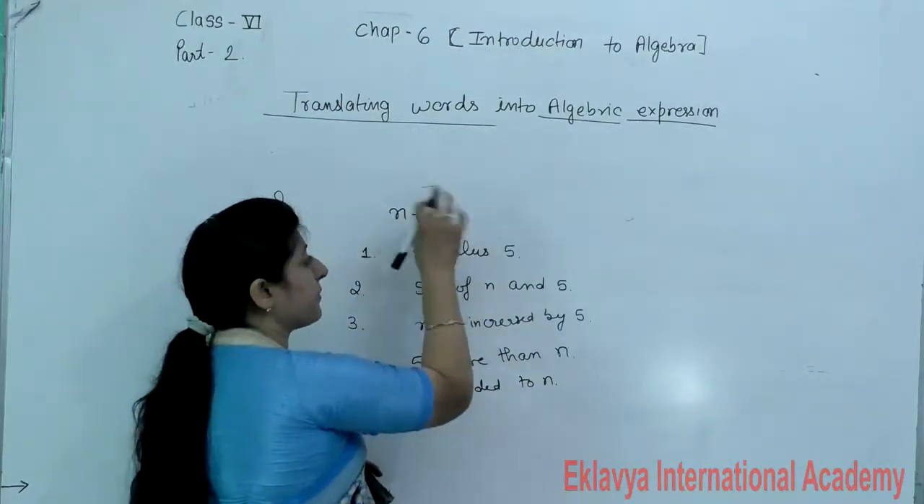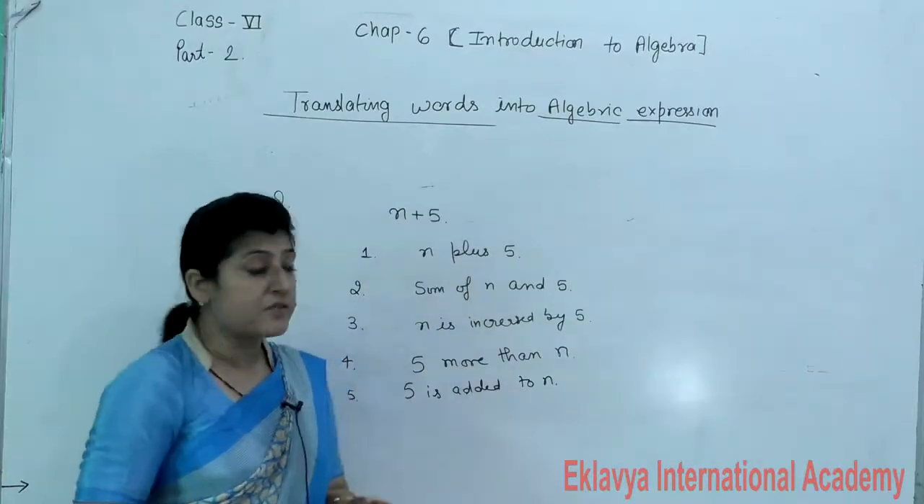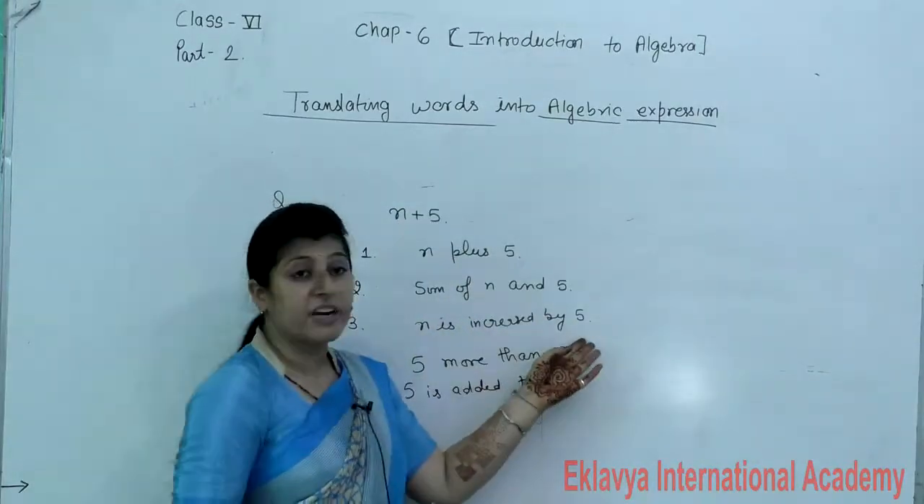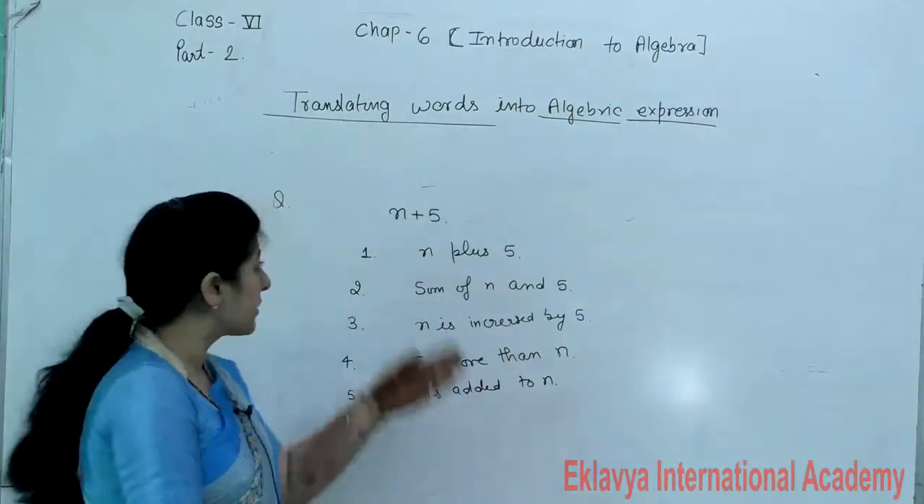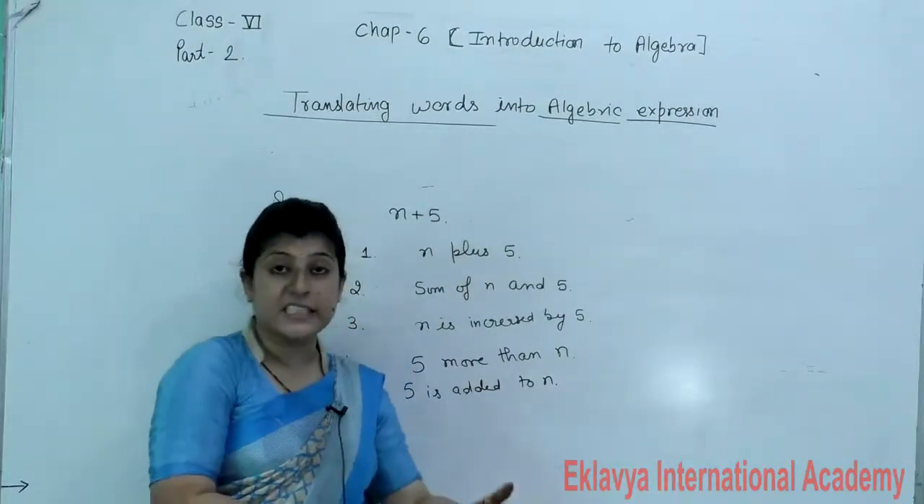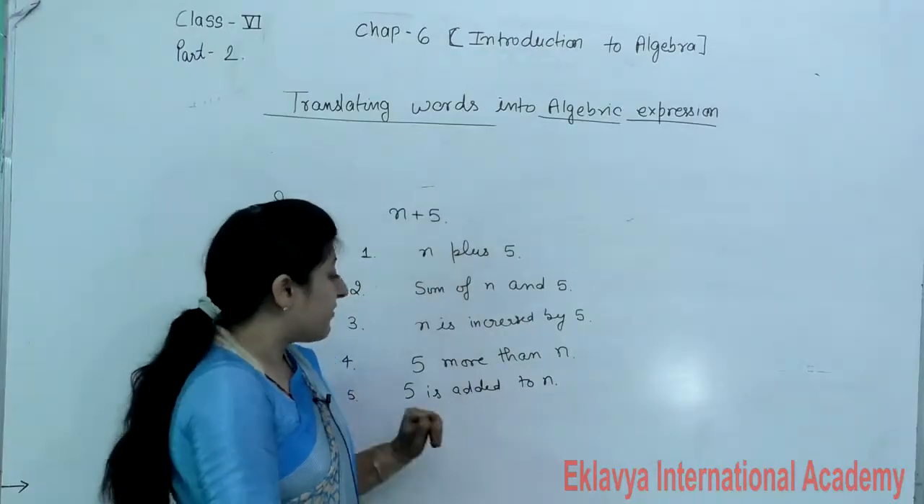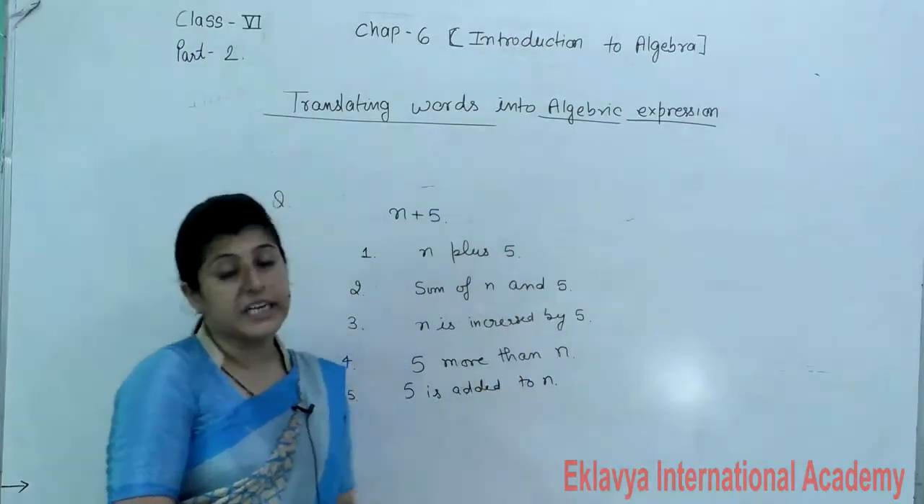Sum of n and 5 means we add n plus 5. n is increased by 5 means 5 more is added to n, that is n plus 5. 5 more than n means n was already there and 5 more is added, so n plus 5. 5 is added to n, directly n plus 5.